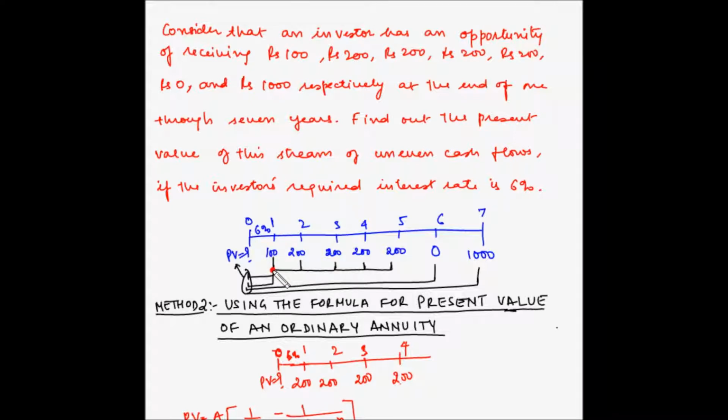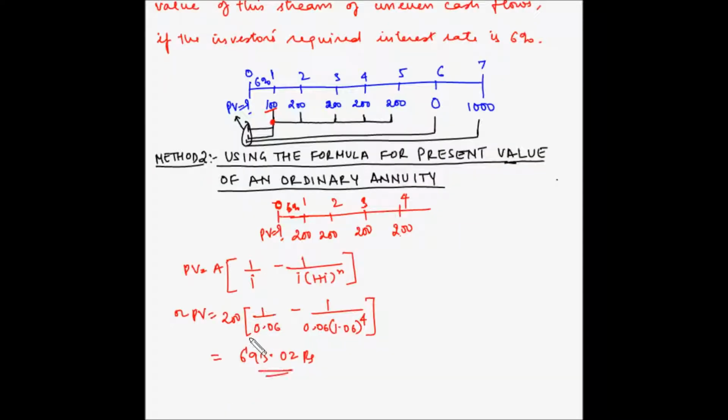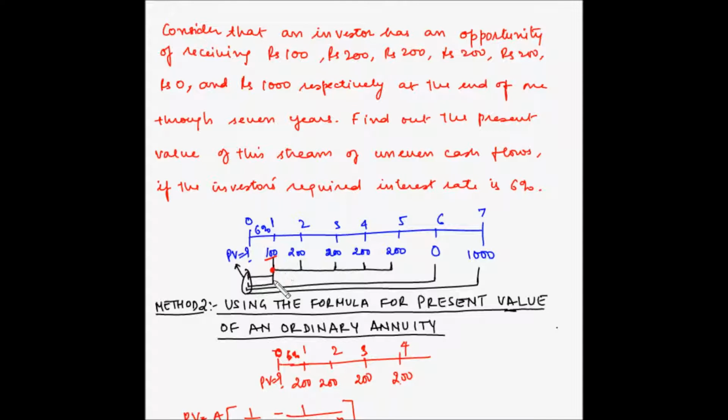So right now we have 4 components of this present value. The first component is the one which is going to give us 100 rupees at the end of the first year. The second component is going to give us 693.02 rupees at the end of the first year. The third component will give us 0 rupees at the end of the 6th year, and the fourth component will give us 1000 rupees at the end of the 7th year.